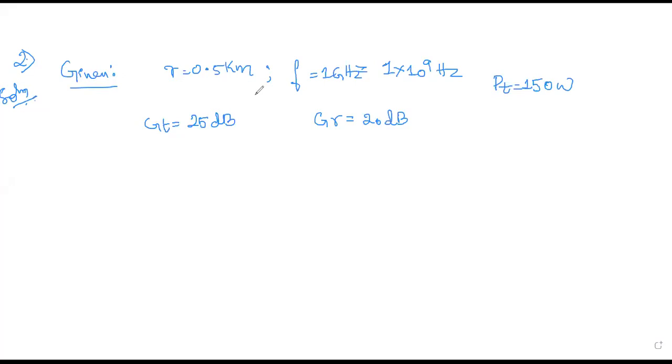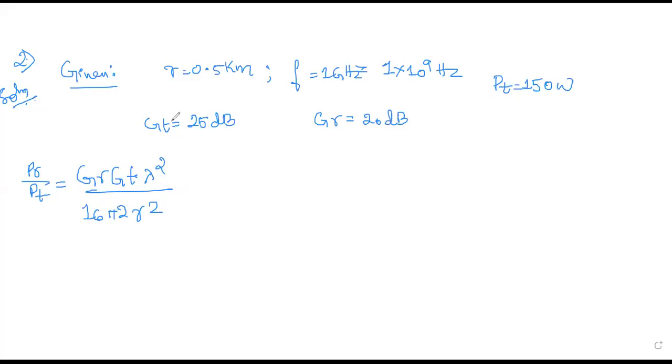Now, which formula can you use for this? The Friis transmission formula. We had written 3 formulas in that. Which formula do you need to use? PR by PT equals GT, GR, lambda square, divided by 16 pi square R square. Now, this is the formula. You have all the parameters actually.